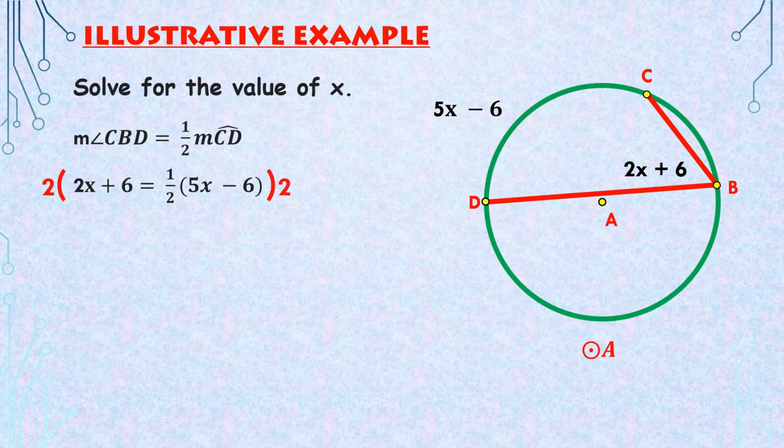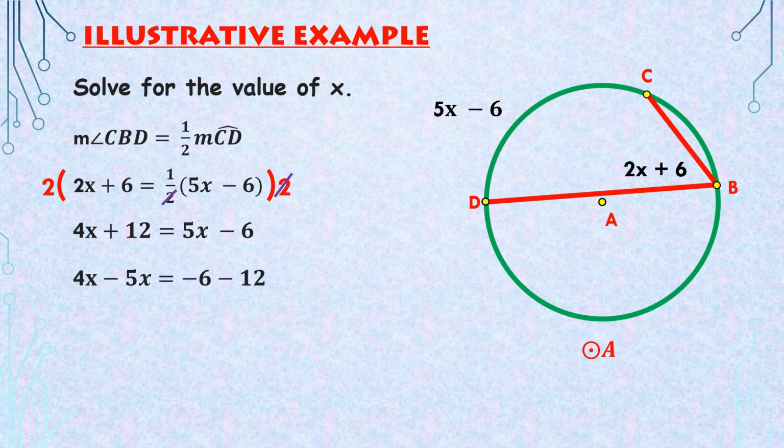So solving for this, we multiply both sides by 2 to negate 1/2, and that will give us 4x plus 12 equals 5x minus 6. Then combining like terms, isolating the variable on one side of your equation, we will have 4x minus 5x equals negative 6 minus 12. So simplifying it further, we will have negative x equals negative 18. Dividing both sides by negative 1, then we will have x is equal to 18.